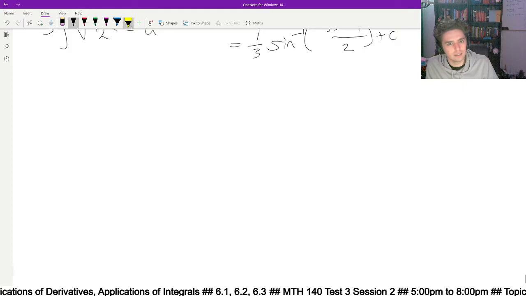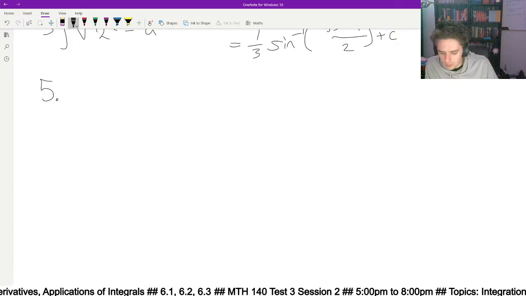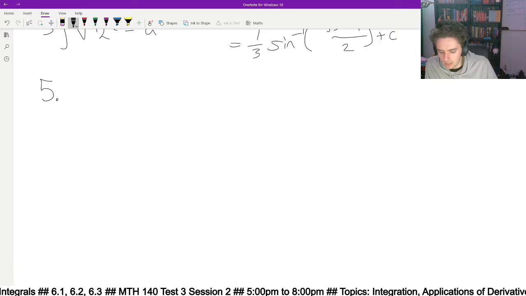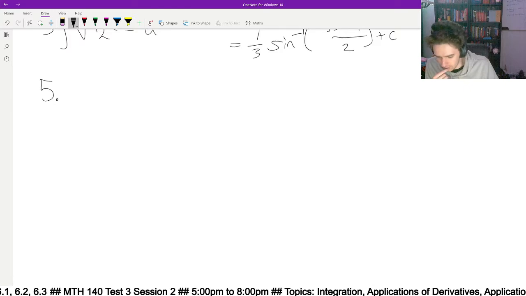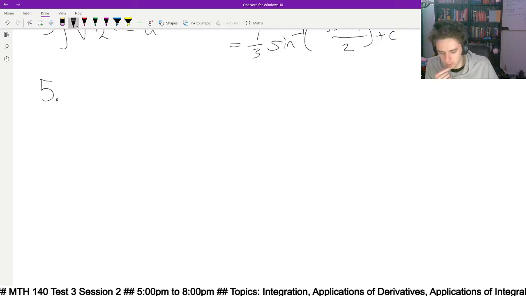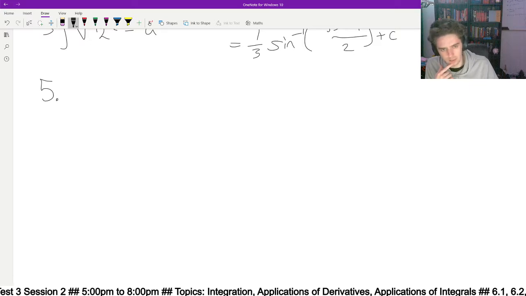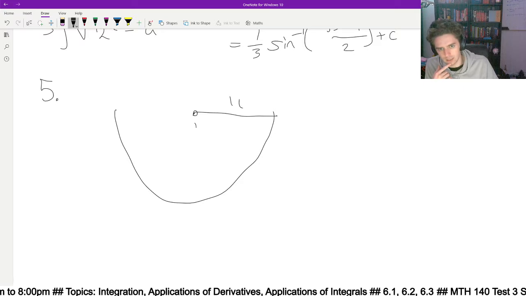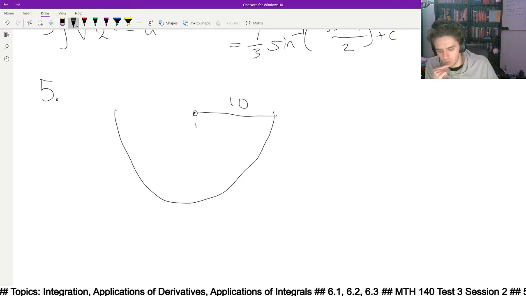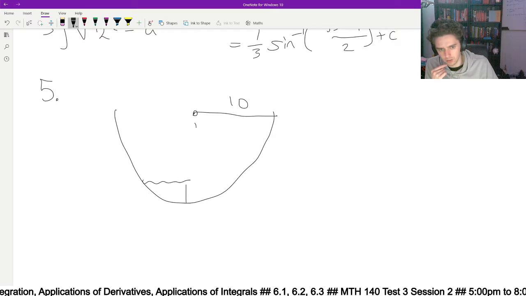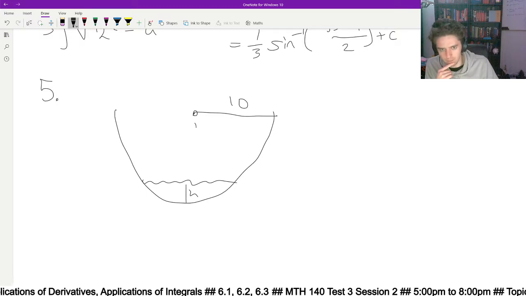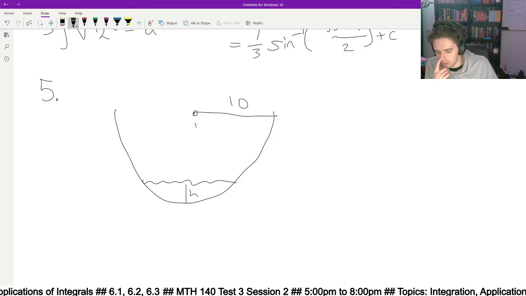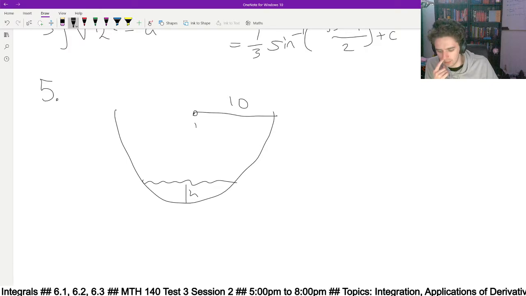Question 5 is this. Consider a pool shaped like the bottom half of a sphere. The radius of the pool is 10 feet. Hint: when the water has a depth of h and the sphere has radius r, there's a special volume formula. So, okay, let's just first draw a picture. We have a pool shaped like a bottom half of a sphere. This radius is 10. When the water has a depth of h, okay. Radius of the sphere is r. Yeah, okay, it's fine.